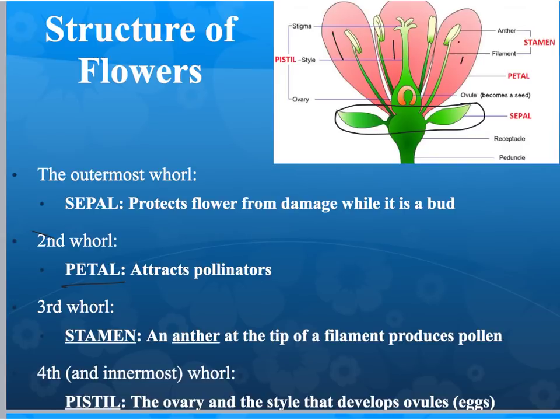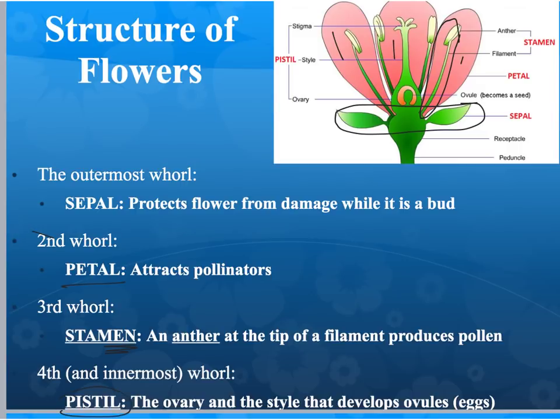So this whole entire thing here is the stamen. This is the male structure of the plant. The top is the anther, which produces the pollen, and then the filament just holds the anther up. One easy way to remember that the stamen is the male part is that it has the word men in it. And then last, the pistil is the innermost whorl.